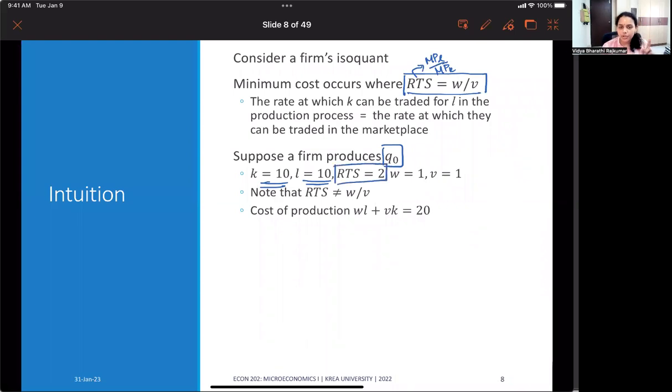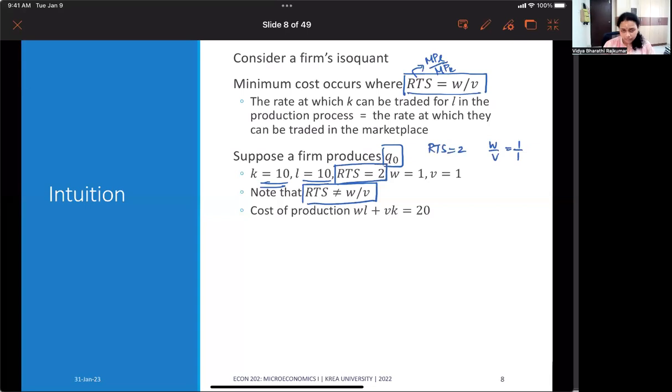Meaning they can give up 2 units of capital to get 1 more unit of labor while still producing Q naught. We're also given the prices of labor and capital, they're both equal to 1. The units are immaterial at this point. Now RTS is equal to 2, but W by V is equal to 1 by 1. So we are having a scenario where the rate of technical substitution is not equal to the price ratio.